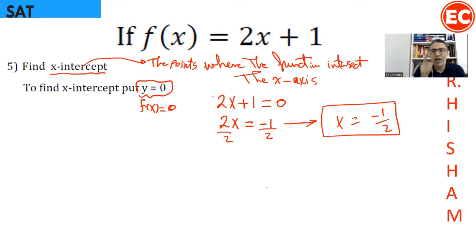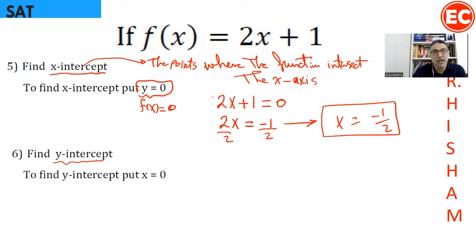So the x-intercept of this function is negative half. If I'm looking for the x-intercept, I'm replacing y with 0. But what if I'm looking for the y-intercept, the point that intersects the y-axis? In this case, I'm going to replace x with 0. It's the same as f of 0. So the y-intercept is the same as f of 0.